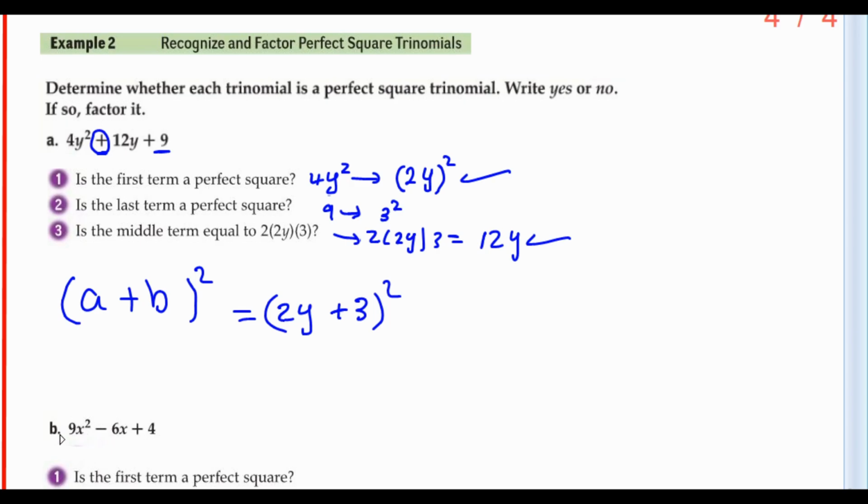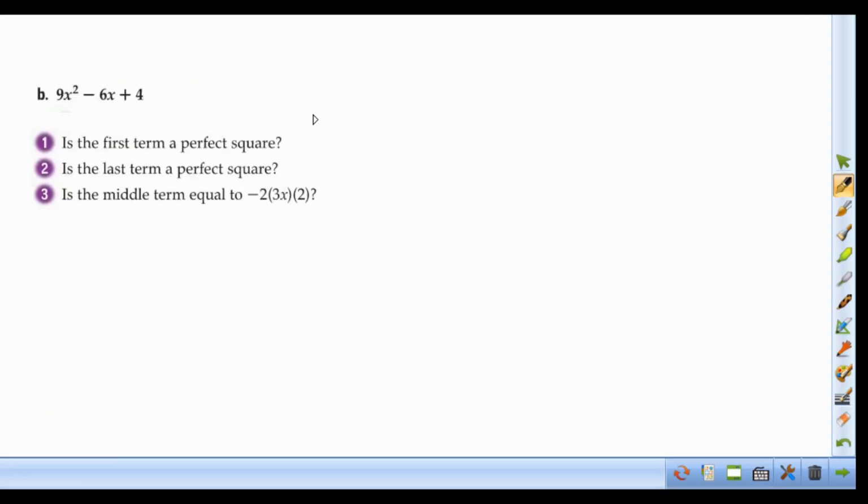Now let's move to the next example: 9x squared minus 6x plus 4. First, is the first term a perfect square? 9x squared, yes, it's a perfect square. We can write it as (3x) all to the power of 2. What about the third term? Is it a perfect square? 4, yes, 4 is a perfect square. It's 2 to the power of 2.